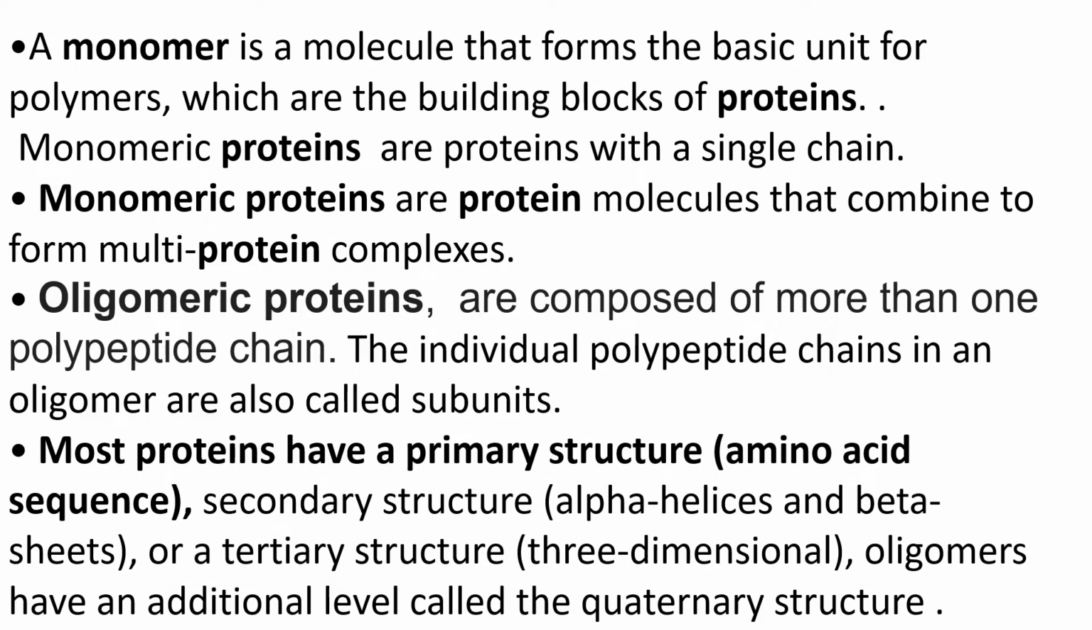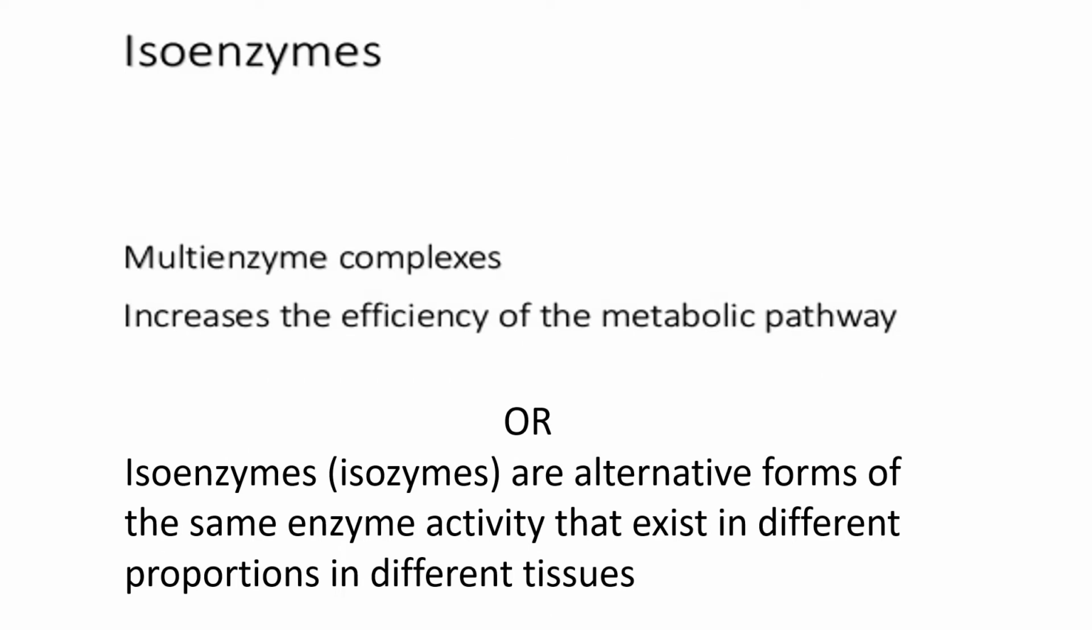As far as most proteins are concerned, they have a primary structure, that is the number and sequence of amino acids. Then they have the secondary structure, that is the alpha helices and beta pleated sheets. Then they have a tertiary structure, which is the three-dimensional conformation of a protein. Oligomers always have an additional level that is called the quaternary structure. As we have just discussed, oligomeric proteins are made up of more than one polypeptide chain.